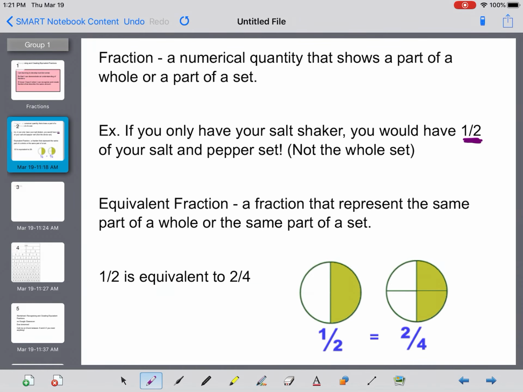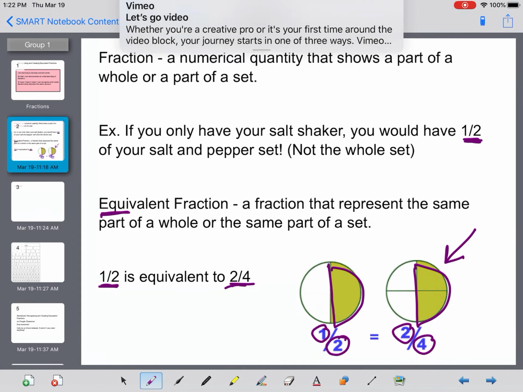Equivalent fractions, which kind of reminds you of the word equal, are fractions that represent the same part of a whole or the same part of a set. The example would be that 1/2 is equivalent to 2/4. And right here is an image to show you that that's the same. In our first pie, we have two pieces and one of them is colored in green. In our second pie, we have four pieces altogether and two of them are colored in green. But if you look at the two images, the same amount is colored in. So that would mean those are equivalent fractions.